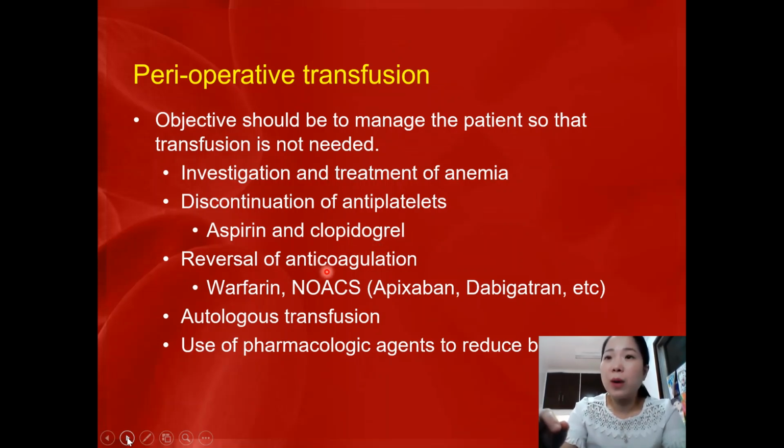What about your anticoagulants such as warfarin or the newer oral anticoagulants such as apixaban and dabigatran? It depends on the elective or which type of procedure, but usually you should hold these medications for at least 12 to 24 hours or sometimes 2 to 3 days before the anticipated procedure. And of course, you can also explain to the patient the possibility of autologous transfusion. The use of pharmacologic agents may be used to reduce bleeding, such as antifibrinolytics such as tranexamic acid.